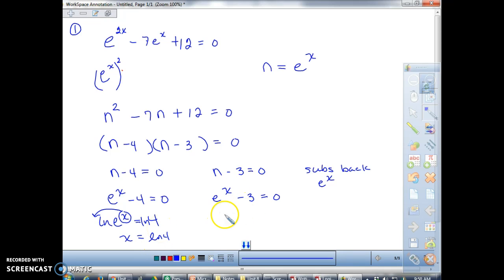And then on this side, I would have e to the x is equal to 3. Again, take the natural log. So I end up with x is equal to the natural log of 3. So basically I have two solutions. Now, if you have a calculator, you just plug that in your calculator. But you're going to simplify it all the way down and get it in exact form. Okay? So that wasn't too bad, was it?